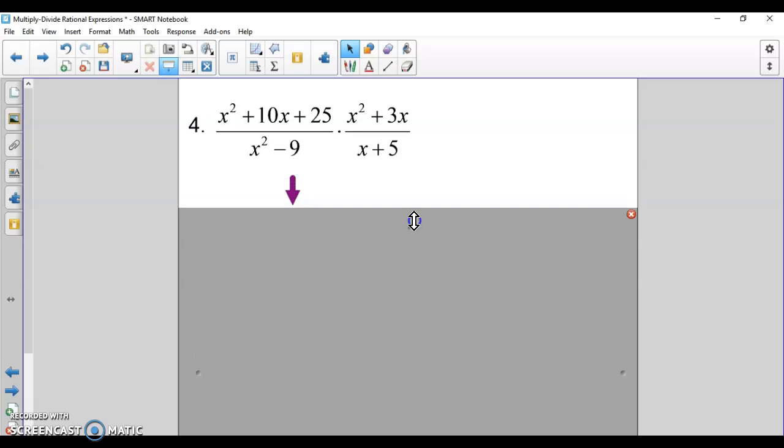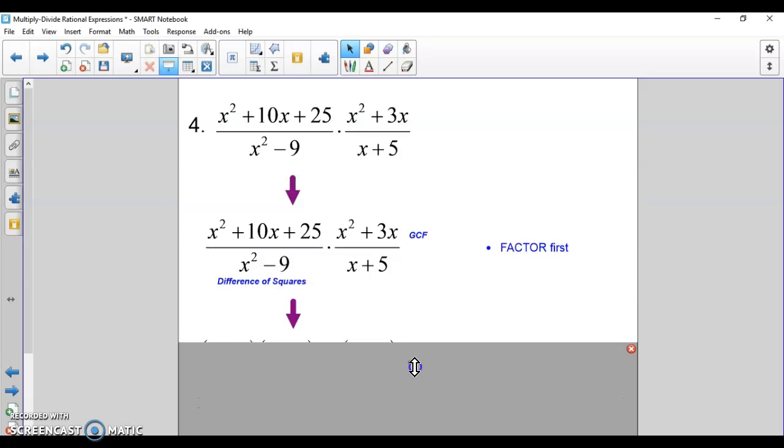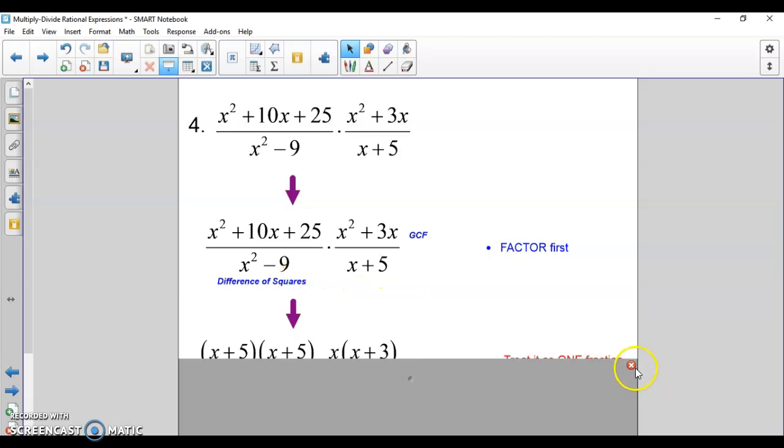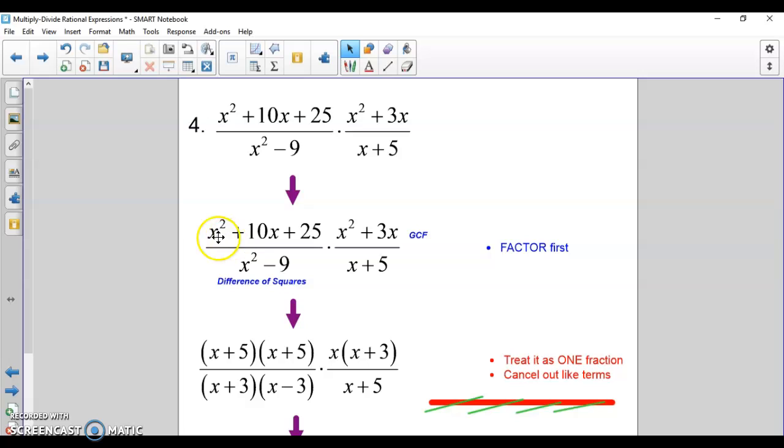So we look, first step, factor. I give you the reminder of a GCF. This one is the first time it popped up, so I'm telling you it's perfect squares. So, go ahead, factor. What factors of 25 add up to 10? It's 5 and 5, both positive. Difference of squares, remember, it's the square root of each one, x plus 3, x minus 3. One's a plus, one's a minus.